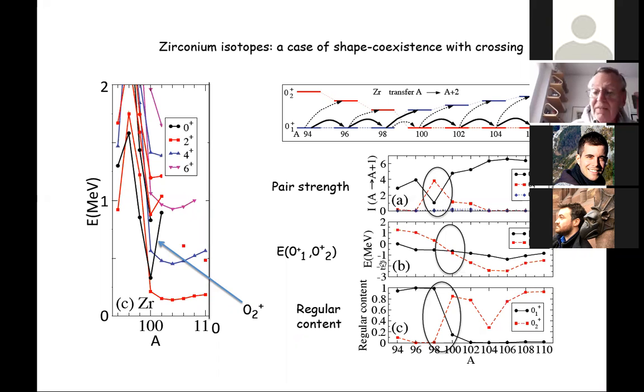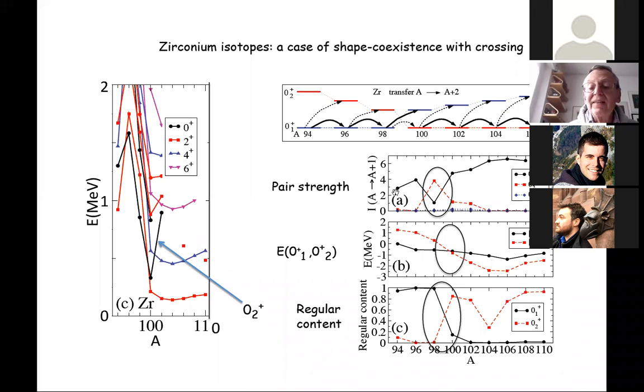And in fact, if I look at the prediction for the energy of the two states, you can see that the normal state, which is the black line, at a certain point crosses with the other one, and the intruder state becomes the ground state. Well, how does this affect the pair strength? If I now calculate the pair strength, so the matrix element squared between A and A+1, I can see again the usual picture.